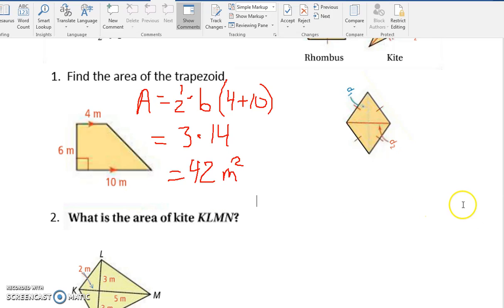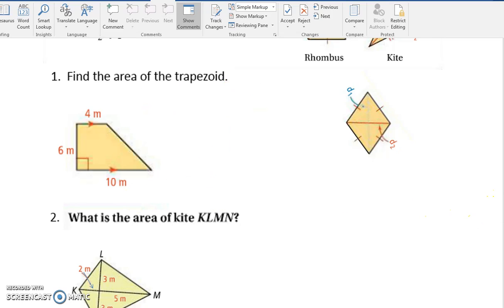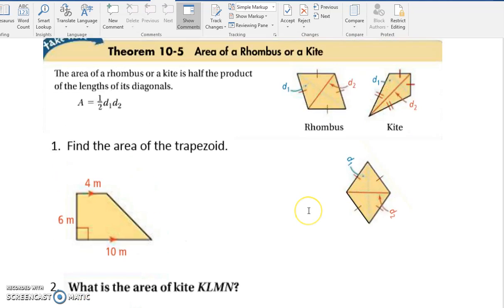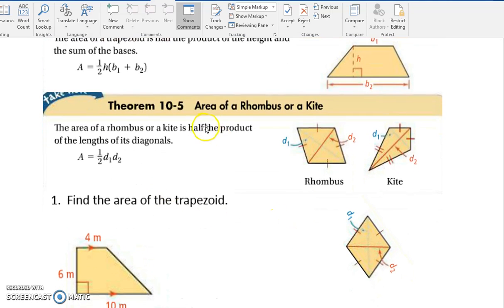Okay, so that's the basics of a trapezoid. The other shapes that we're going to look at are a rhombus and a kite. So we need to explain what that is. A rhombus, just all four sides are exactly the same. And then here's a kite. A kite has two pairs of equal sides, and those equal sides have to be right next to each other.